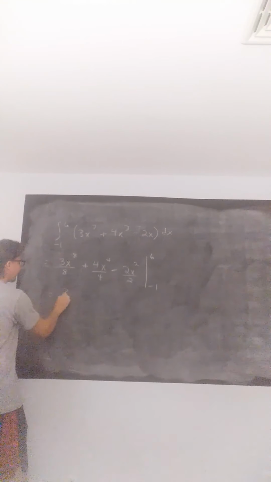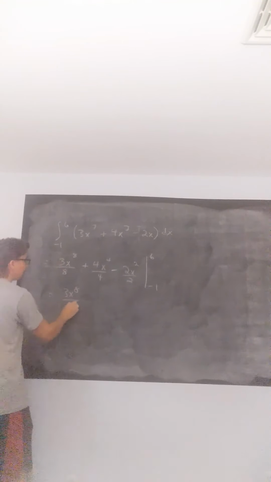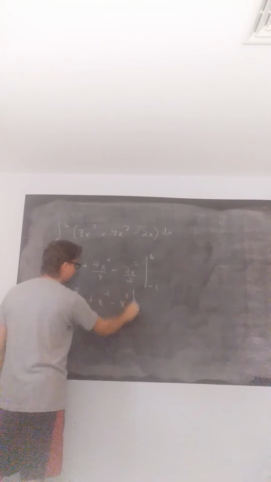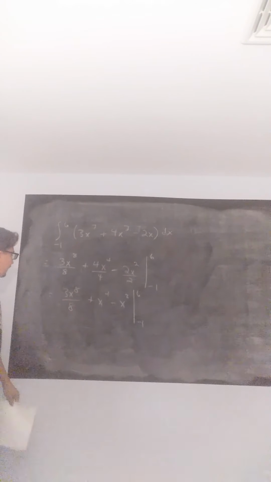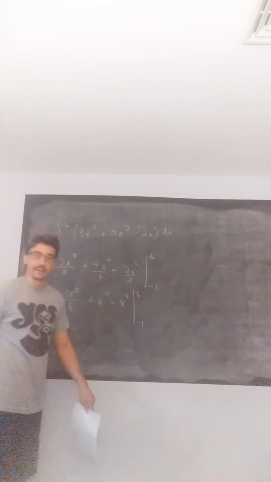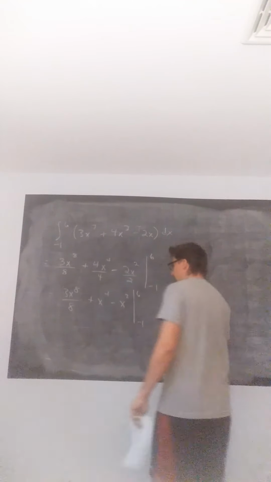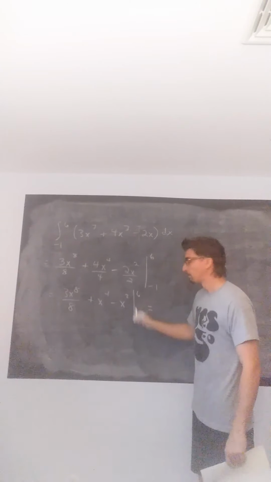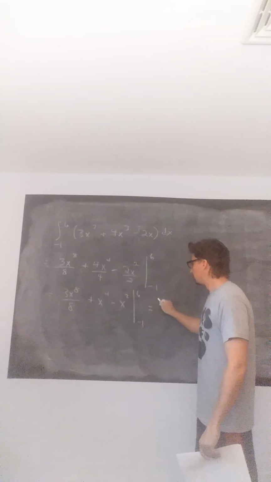All I'm going to do in the next step, guys, is simplify a little bit algebraically to make the computation just a little better. So 3x to the 8 over 8 plus x to the 4th minus x squared evaluated at x equals 6 and x equals -1. So by the fundamental theorem of calculus, we can just plug in these endpoints. So we just got to be careful.